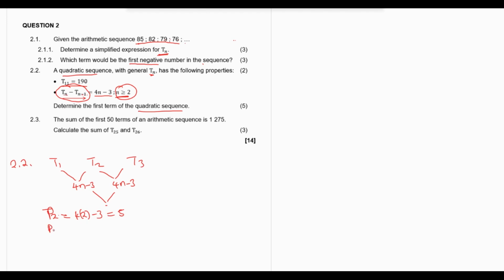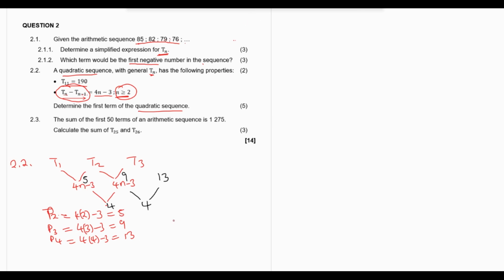And then P3 is equal to 4 times 3 minus 3, which is 9. Then P4 is equal to 4 times 4 minus 3, which is 13. Okay, it goes on like that. So for the first differences, we have 5, 9, 13, going on like that, right? So we can find our second difference here, meaning that our second difference is 4, isn't it? Our second difference is 4.